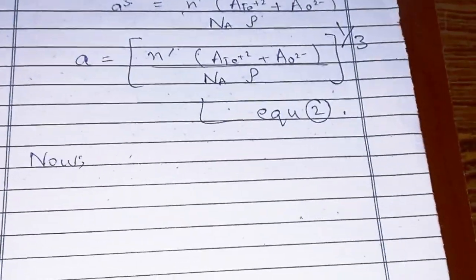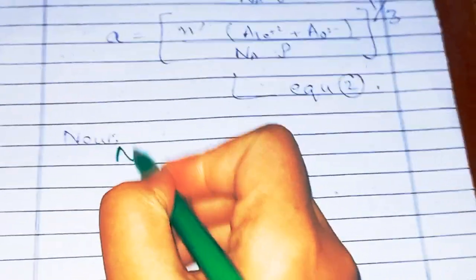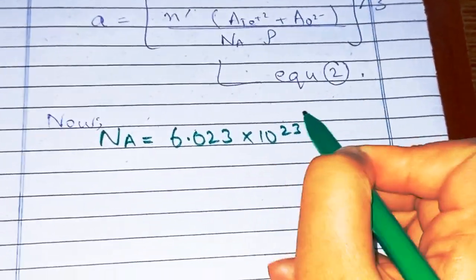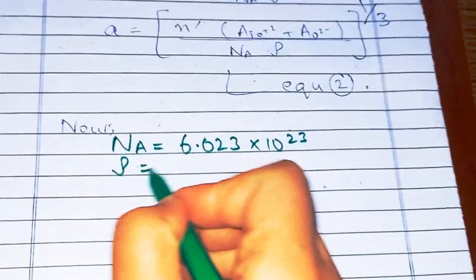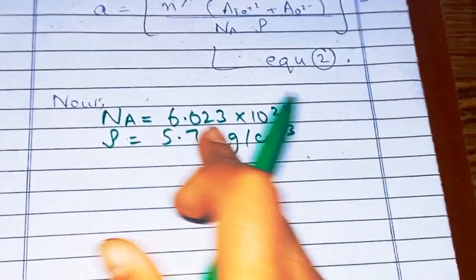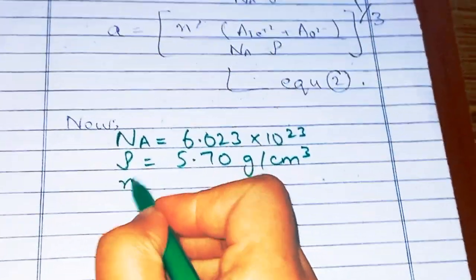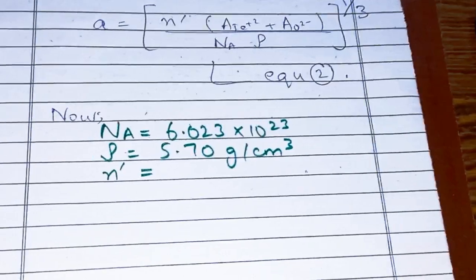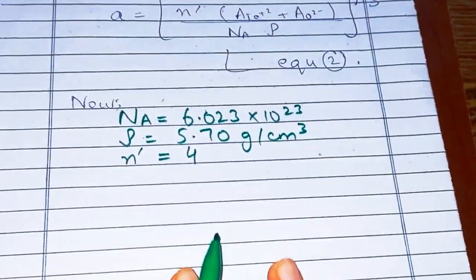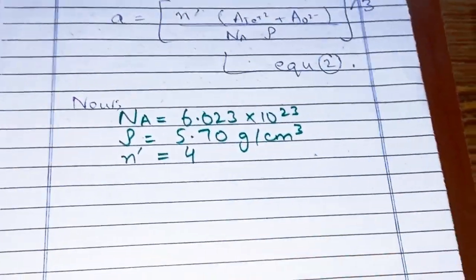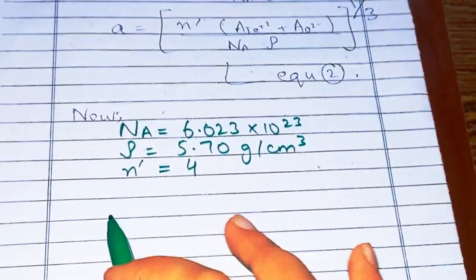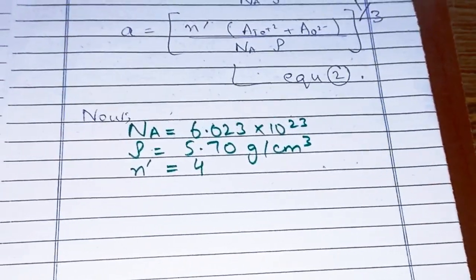All right, now let's write down what these values are equal to. Na is Avogadro's number. It is 6.023 multiplied by 10 to the power 23. Next is density. Density is already given in the question, which was 5.70 grams per centimeter cube. We'll use it as it is. Then we have n prime. Since the structure resembles the rock salt structure, in rock salt structure we have 4 as the net number of atoms per unit cell. All the structures that resemble the rock salt structure have n prime equal to 4, and their volume is also a cube since the rock salt structure is cubic.